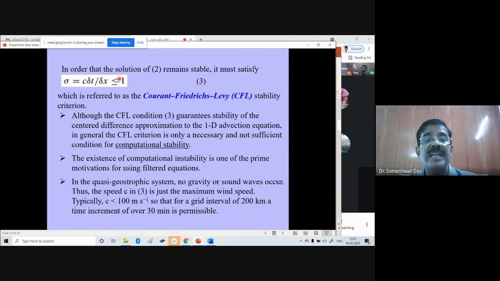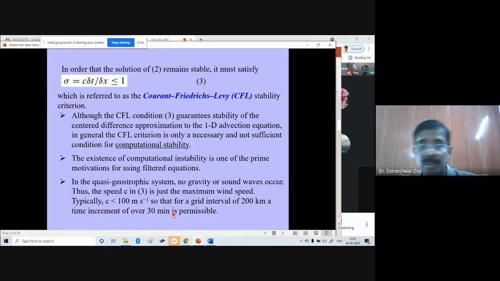Thus, the speed c here in this equation is just the maximum wind speed. It's not related to the speed of the sound. Okay, typically c is less than 100 meter per second. If it is not sound waves or gravity waves, then typically it is less than 100 meter per second. So that for a grid interval of 200 kilometer, a time increment of about 30 minutes is permissible. Okay, 30 minutes is a very large time step when we are integrating numerically. But generally, such large time step is not permissible because of the grid resolution.